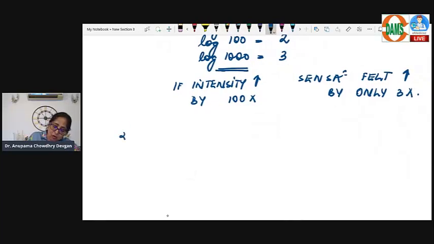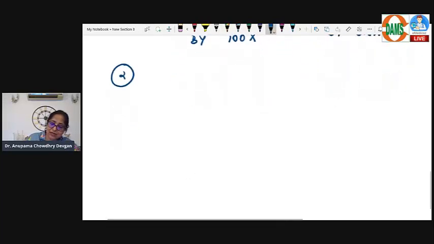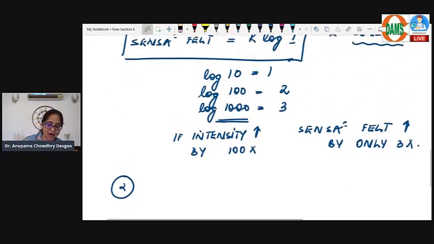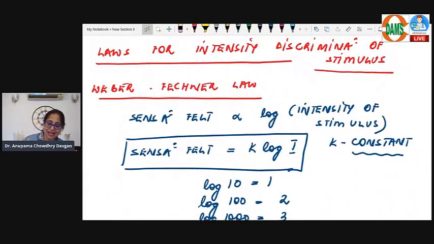The second law for intensity discrimination of a stimulus. We are wasting time on something that is not important. Important is the law, which is the Weber-Fechner law. You will forget that, so what will you remember? How many times it increased is not important. What is important is the Weber-Fechner law, which has been asked as a question. Sensation felt is proportional not to intensity, but to log of intensity.